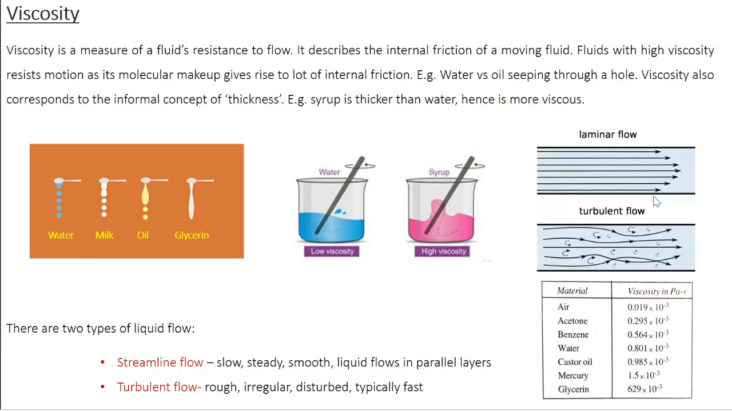Turbulent flow is just the opposite of streamline flow. Here, the flow is rough, irregular, and disturbed, and typically the flow speed is very high. It flows very fast compared to streamline flow.